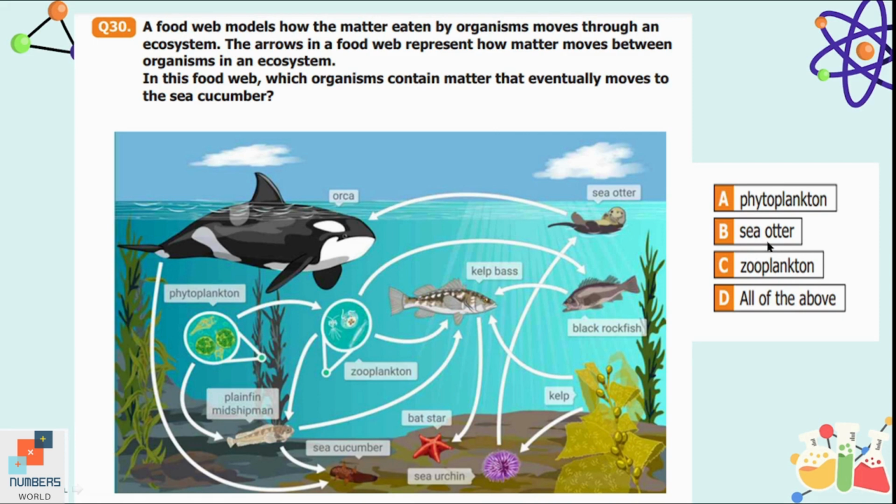Option B is sea otter. Sea otter is eaten by orca and orca also eats sea cucumber. Zooplankton. So plainfin midshipman eats zooplankton and sea cucumber as well. So it means all of the above organisms contain matter that eventually moves to the sea cucumber.